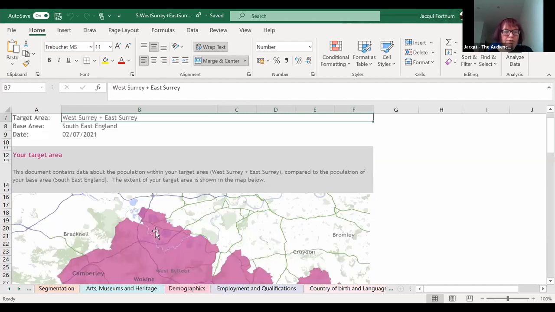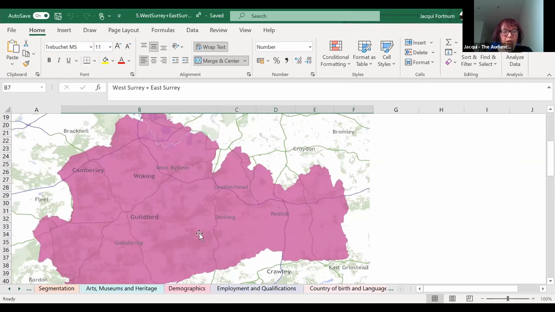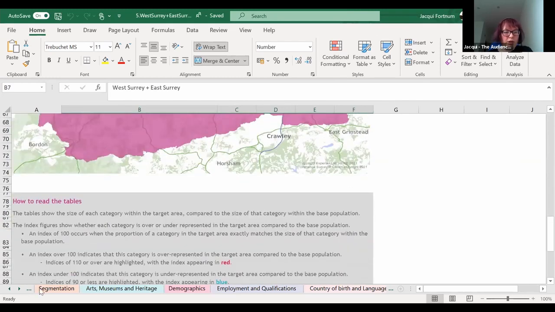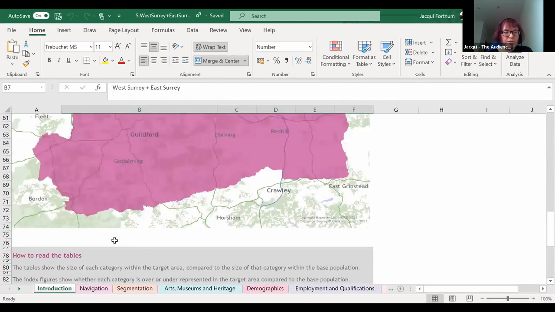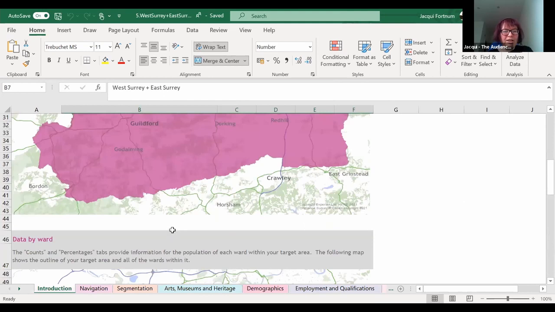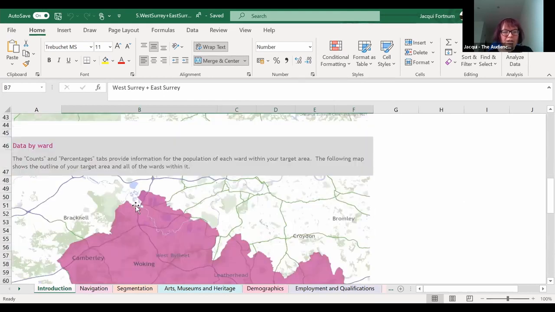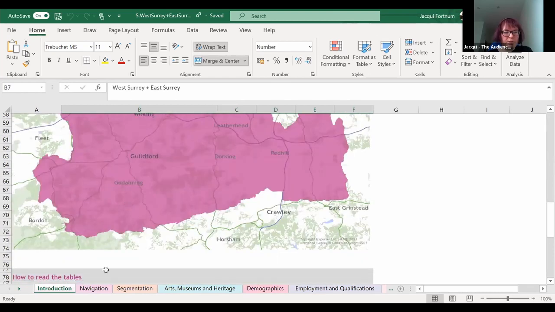And on this first page, you can see the area that it covers as a whole. And then you can also see the, oh, sorry, let me get to the right page. Here we go. So this is your target area. That's the area that it covers. And then you can see the ward areas that it covers as well.